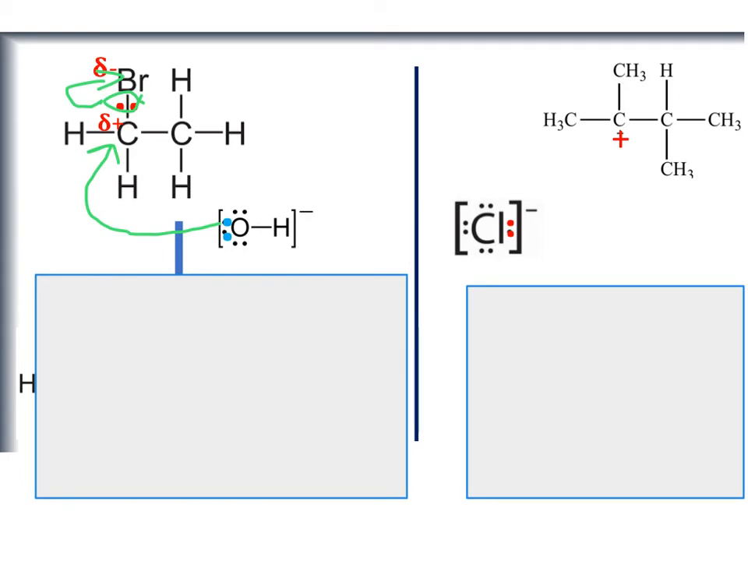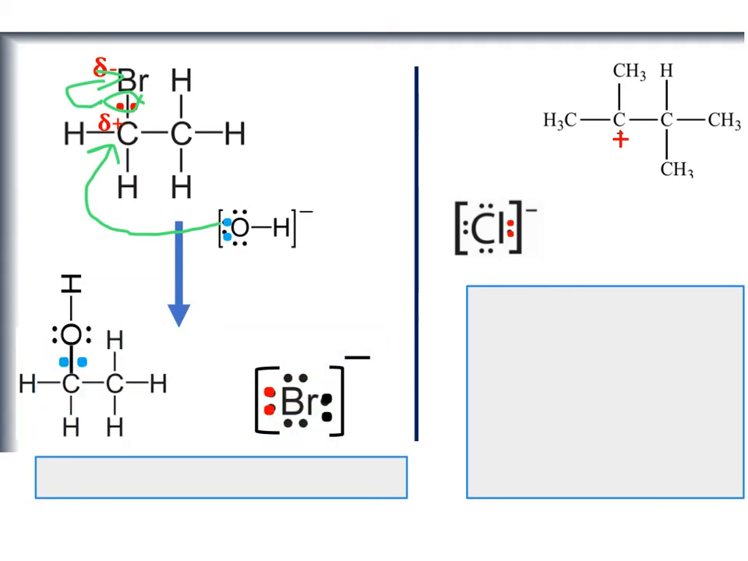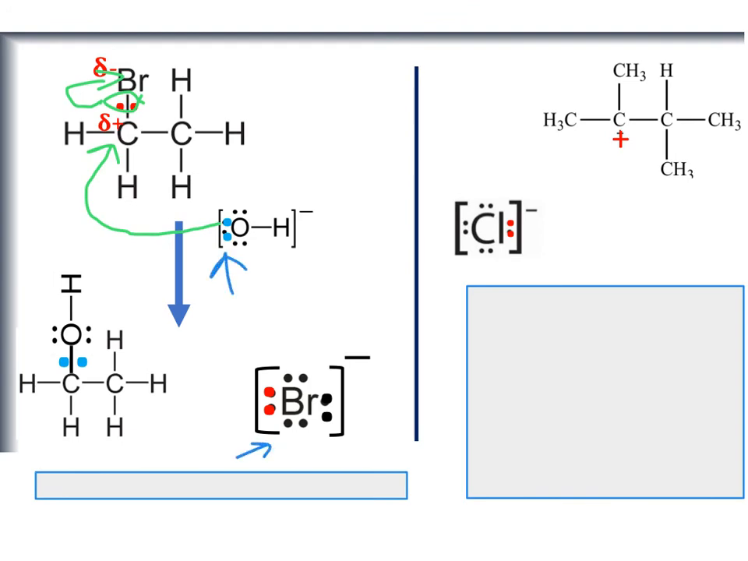So what is the result of that? Well, it results in my two red electrons going onto my bromide ion, like so, and my two blue electrons are now between the oxygen and carbon, forming a new covalent bond.